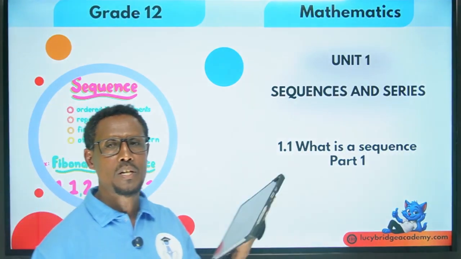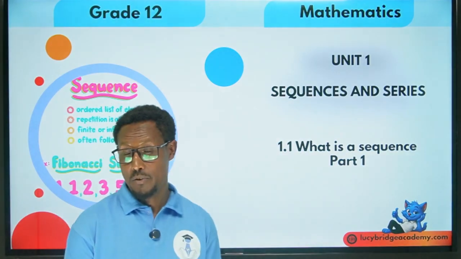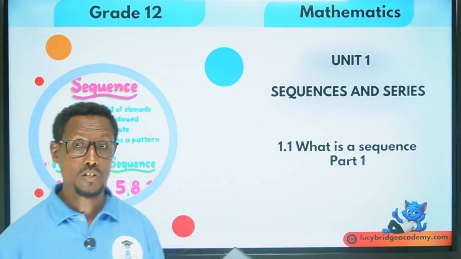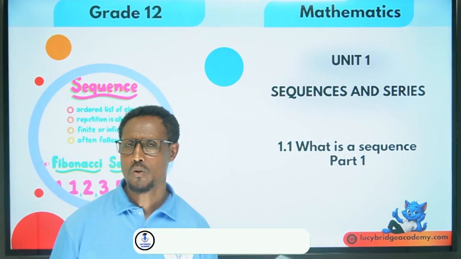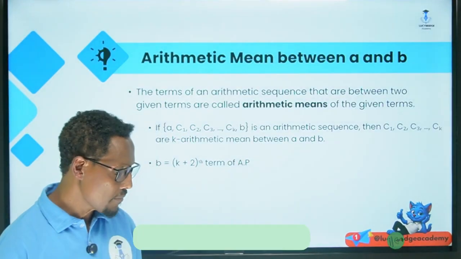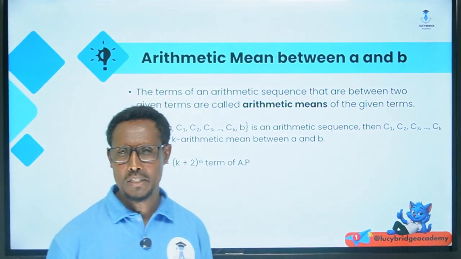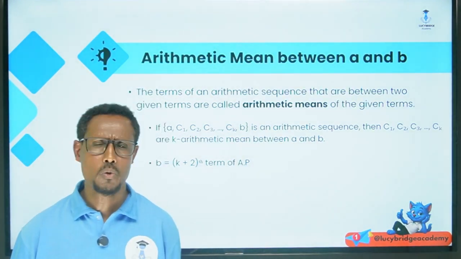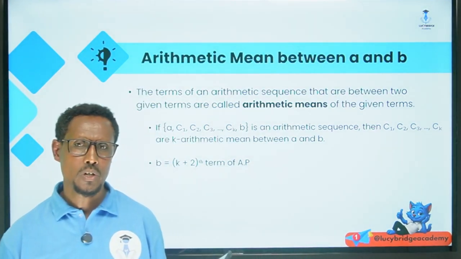ዛሬ የምንማረው ከባለፈው ቪዲዮ የሚቀጥለውን ሲኩዌንስ ይሆናል። ሲኩዌንስ ኤንድ ሲሪስ። We have defined a sequence. A sequence is a function whose domain is a set of natural numbers, or sometimes a set of whole numbers. It depends, but usually it is a set of natural numbers or positive integers. Okay, arithmetic mean between A and B. There are terms between two terms. We can generate two or more terms between two terms.